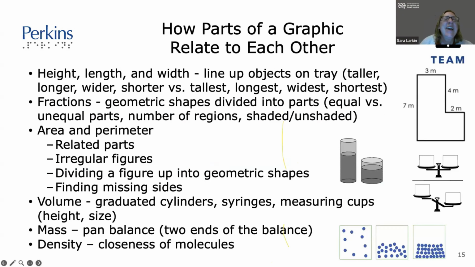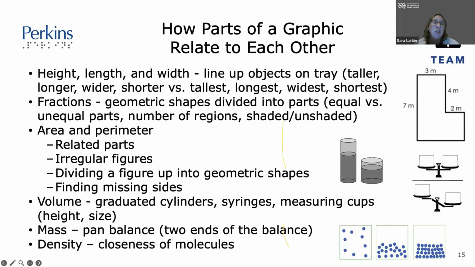All right. Thanks, Tina. One of the important skills is that students be able to identify how the parts of a graphic relate to each other. One of them is using the idea of height or length or width. They should start with even just being able to line objects up on a cookie sheet or a tray of some kind, so they understand the importance of that left side or that bottom being at the same location before they can figure out whether something is taller or longer or shorter.